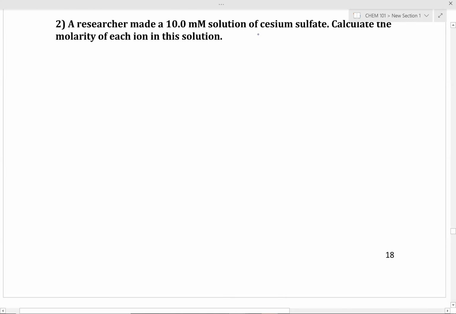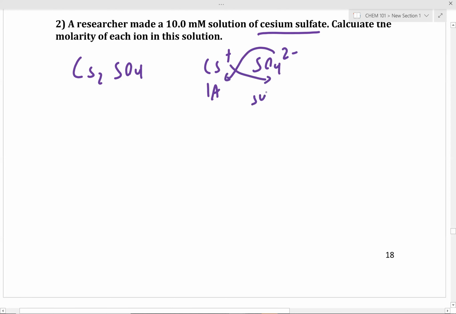So cesium sulfate. Would someone like to volunteer a formula for cesium sulfate? Yes, exactly right. Cs2SO4. So cesium, it's a 1A element, has a +1 charge. Sulfate, 2-. You'll have to know that sulfate is SO4 2-. We cross our charges, we get Cs2SO4. So without the formula, you'd be stuck for this problem.